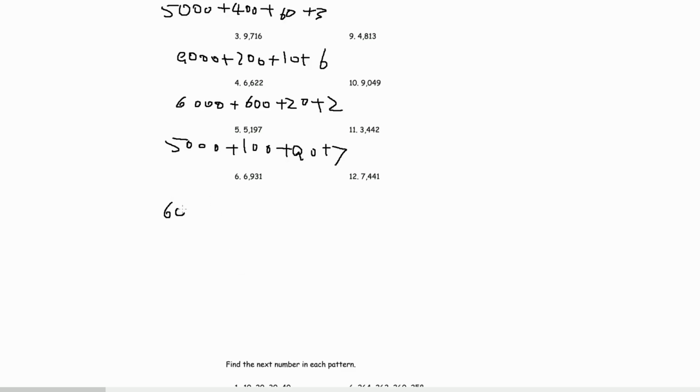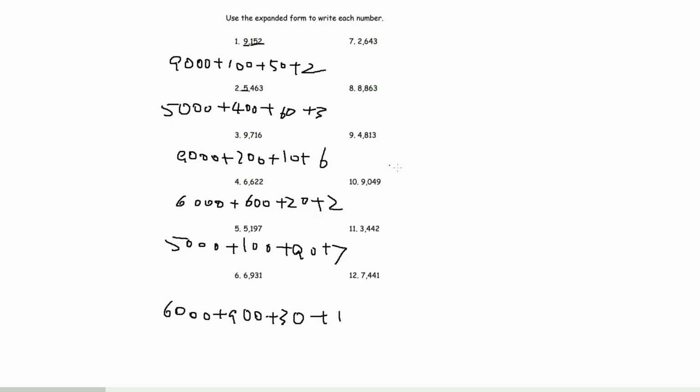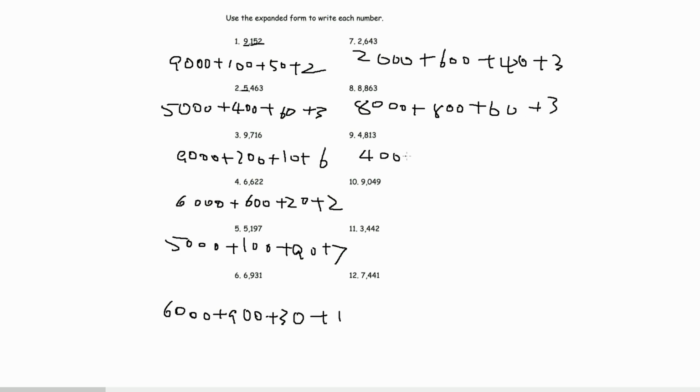So it would be 6900, and then 30 in the tens, and then 1. 2643. This one is 8000, 800, 60 and 3. This one's 4,000, 800 and 10 and 3.